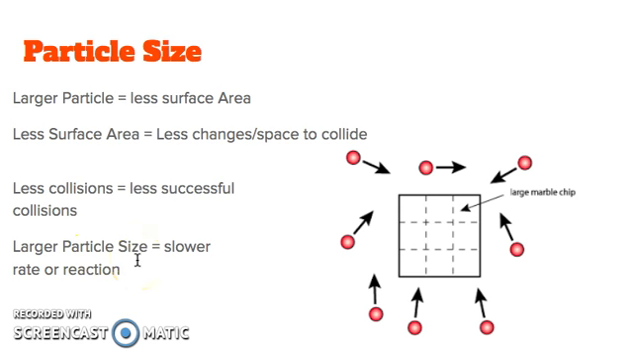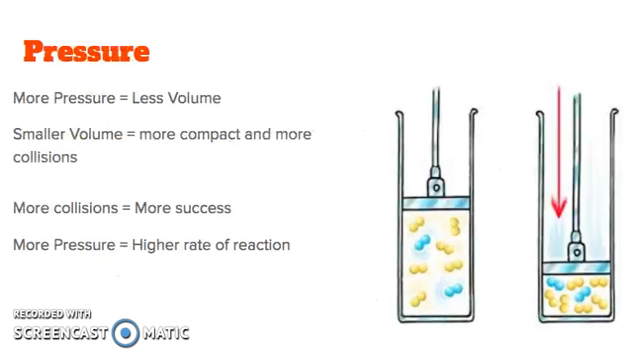What most things will do is flip them around, and it'll say, if you grind or if you powder a substance, will the rate of reaction increase or decrease? If you powder a substance, it means that you're increasing the surface area, which means that the rate of reaction will increase. Large particle, slow rate. Small particle, fast rate.